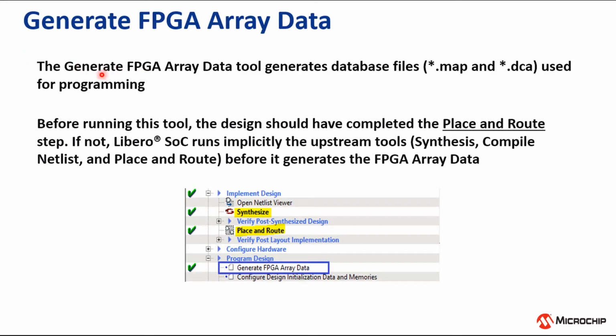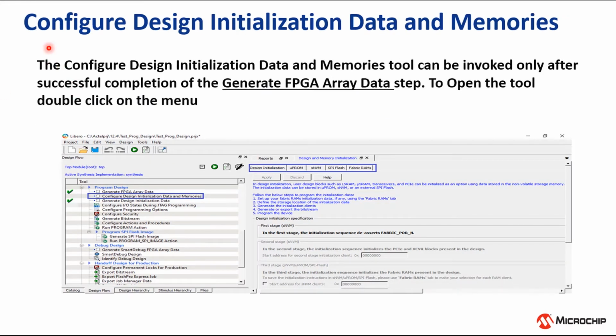The Generate FPGA array data tool generates database files used for programming. Before running this tool, the design should have completed the place and route step. If not, Libero SoC will automatically run synthesis, compile the netlist, and place and route before it generates the FPGA array data. Configure design initialization data and memories.